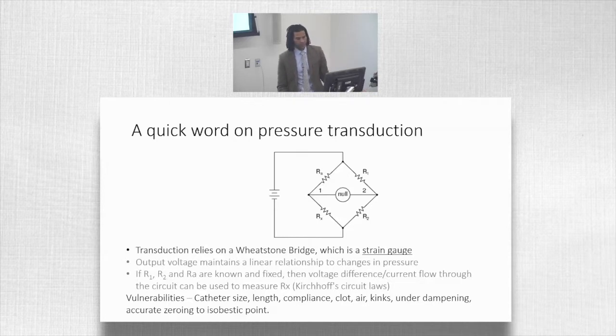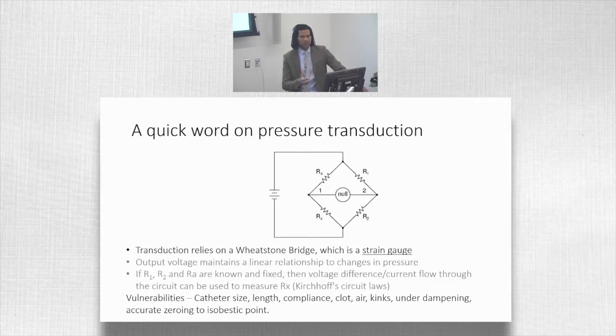But recognize that in addition to those things, clots, kinks, any air in the line, or underdamping, which is something I'll mention again in a minute here, will lead to artifacts and will lead to you erroneously either under or overestimating, depending upon the nature of the artifact, the pressure that you're transducing.